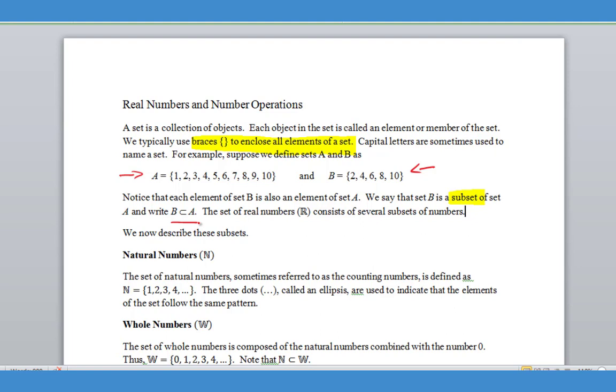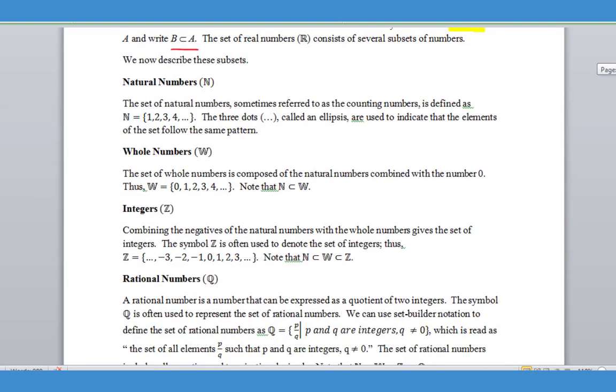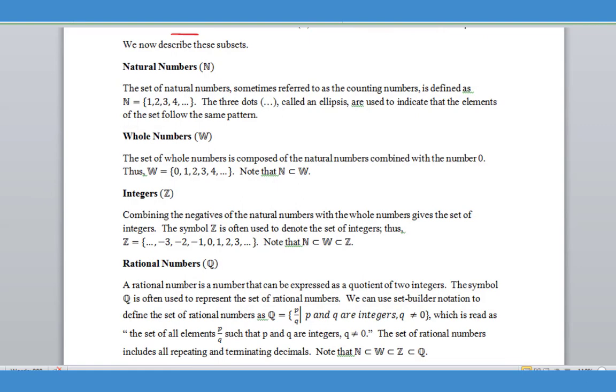Okay, so we're going to be discussing what's called the real number set. And the real number set has a number of subsets associated with it that you must learn, and this is very important. So we're going to go through each one of these quickly. You should be able to read these and put some understanding to it. So I'm just going to hit some of the high points for each of these subsets.